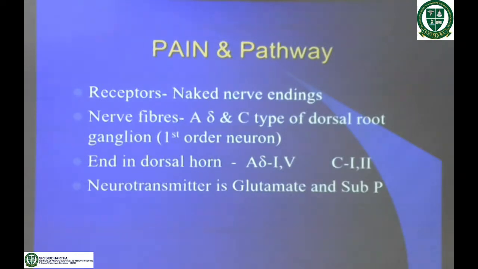At the dorsal horn, A delta fibers end in lamina 1 and 5. C fibers end in laminae 1 and 2. As you know, the laminae are the group of sensory fibers, a part of which the relay of the pathways goes through, and help to identify the pathway. The neurotransmitter for this pain is glutamate and substance P.